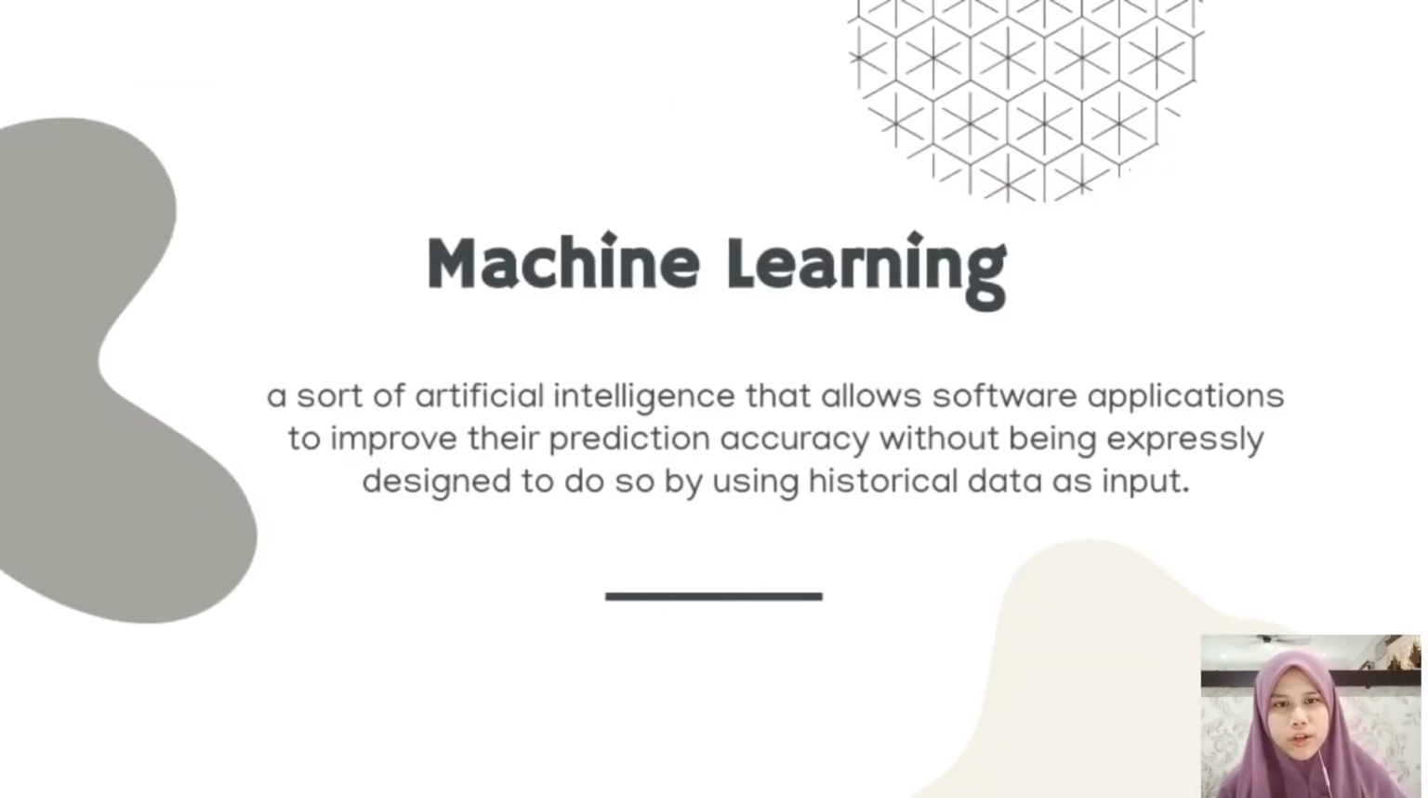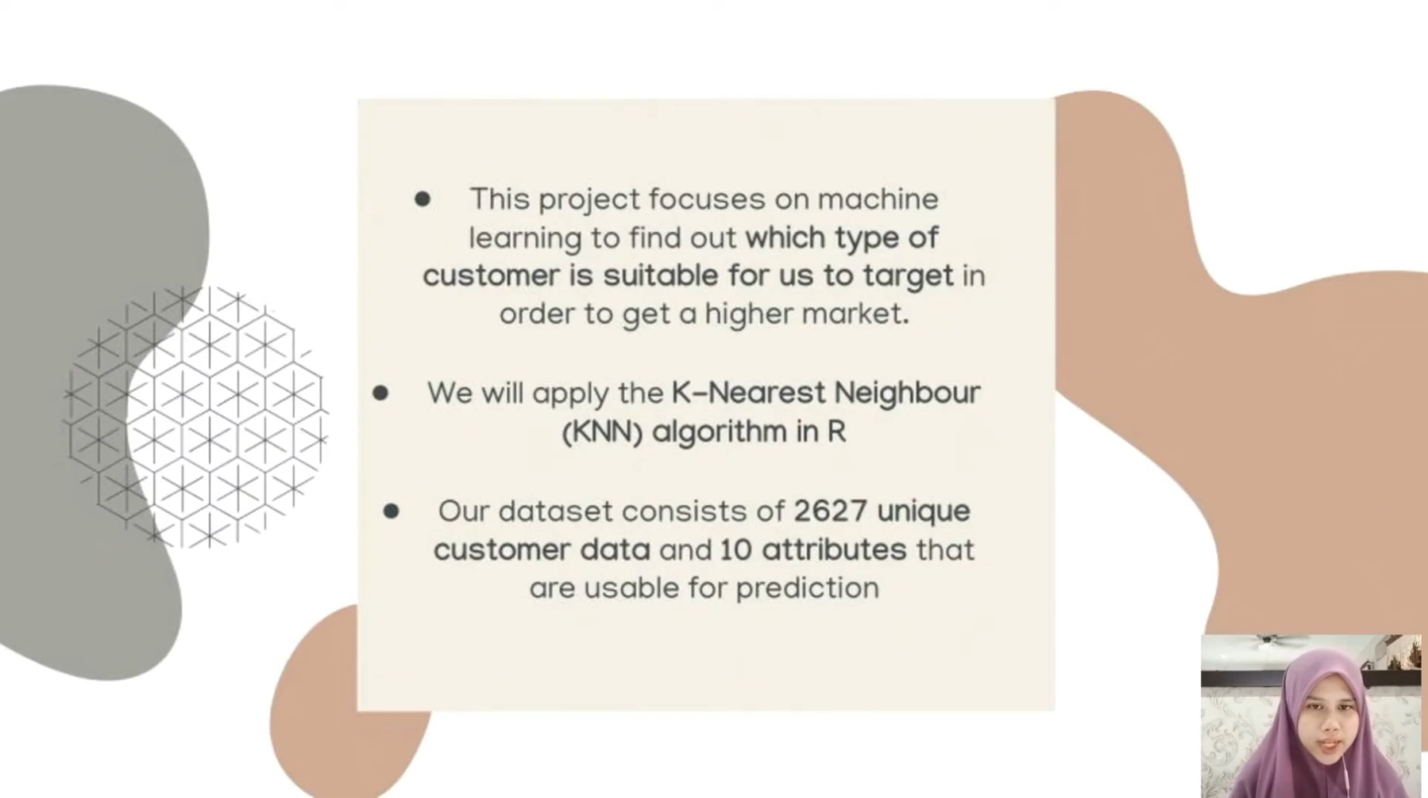Machine learning is a sort of artificial intelligence that allows software applications to improve their prediction accuracy without being expressly designed to do so. In order to forecast new output values, historical data is used as input for the machine learning algorithms. Today, it is important for organizations to predict customer behavior trends and business operating patterns to help them establish better business strategies.